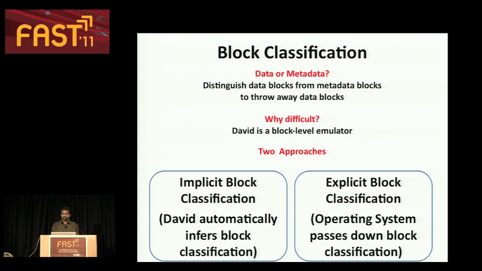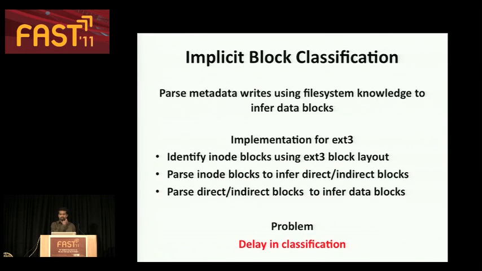Let me talk about the implicit block classification in more detail now. In this approach, David tries to parse the writes to metadata blocks and uses the file system knowledge to infer data blocks. We implemented this approach for the ext3 file system. ext3 lays out inode blocks in a specific range of logical block addresses. David uses this information to identify inode blocks. Once inode blocks are identified, David intercepts writes to inode blocks and parses them to obtain information about direct and indirect blocks. And once this information is available, David parses writes to direct and indirect blocks to infer the data blocks. All other blocks are considered metadata.